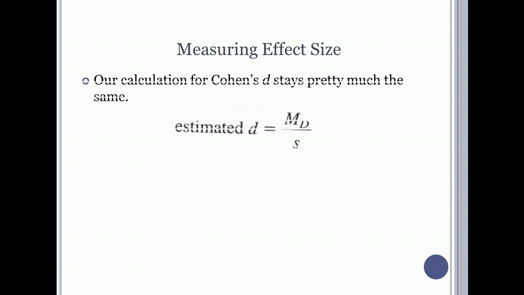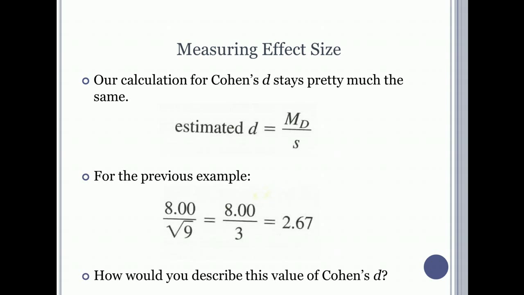So measuring effect size, we have the estimated D, which was the mean difference divided by the standard deviation. So for this example, it would be 8 divided by 3, which would give you a D value of 2.6. That's pretty huge. A D value of 2.6 is pretty huge. Basically, a D value of 0.2 is small, 0.5 I would say is moderate, and a D value above 0.8 or larger is what I would call pretty large and substantial.